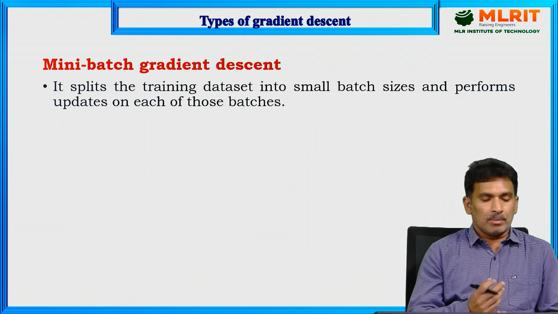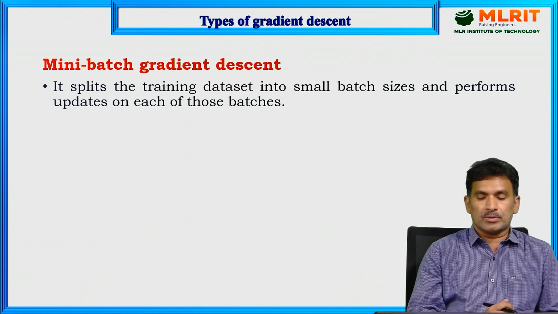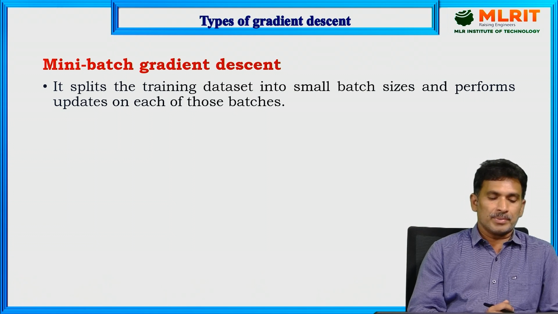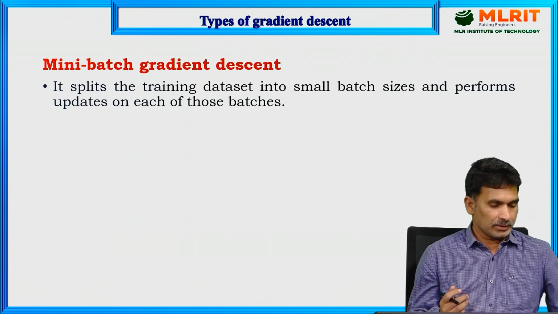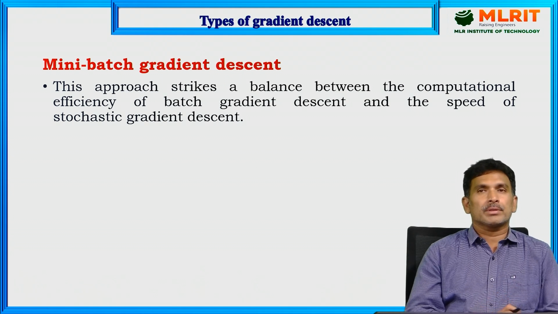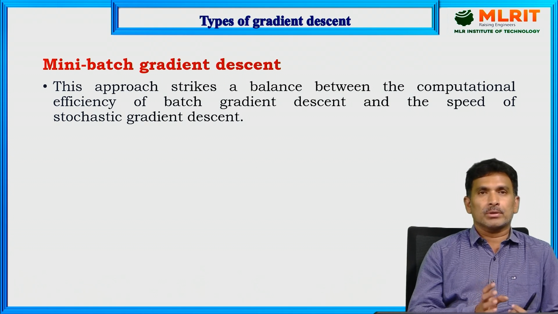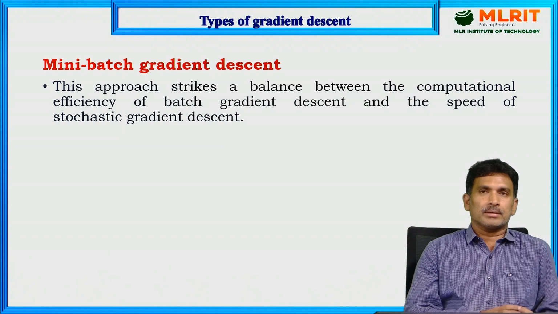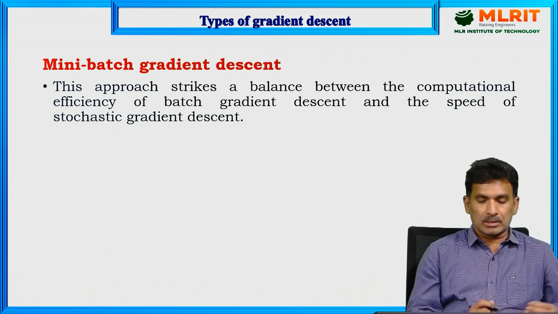So mini batch splits the training data set into small batch sizes and performs updates on each of those batches. This approach strikes a balance between the computational efficiency of batch gradient descent and the speed of stochastic gradient descent.